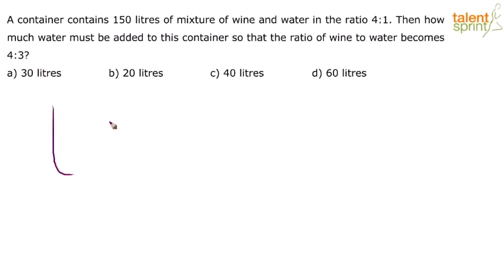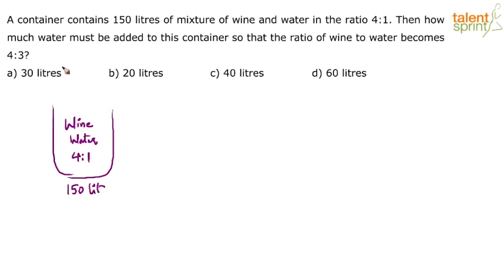So basically he says that there is a container which contains a mixture of wine and water, right? What is the ratio? 4:1 is the ratio, which means for every 4 parts of wine, there's 1 part of water. Okay, and the total quantity in this container is 150 liters.